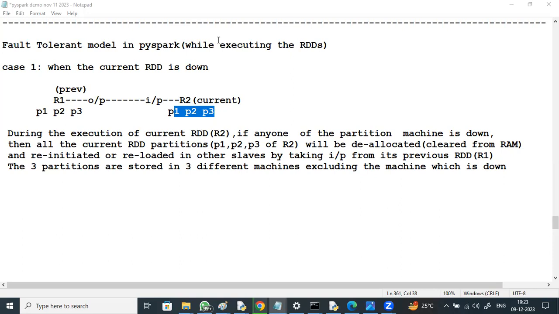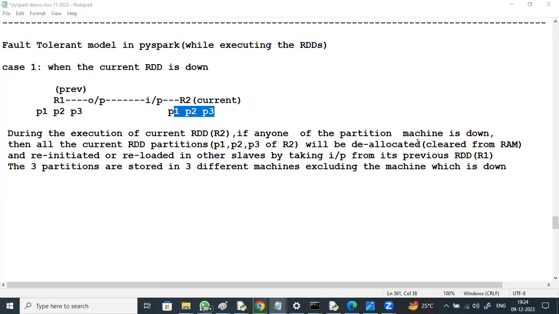Sir, is there a resource manager or someone who manages this machine allocation, this memory allocation and deallocation? Yes, resource manager is there. That belongs to Spark or to the HDFS Hadoop? Hadoop, yes. This total everything runs on YARN only, right? Yeah.